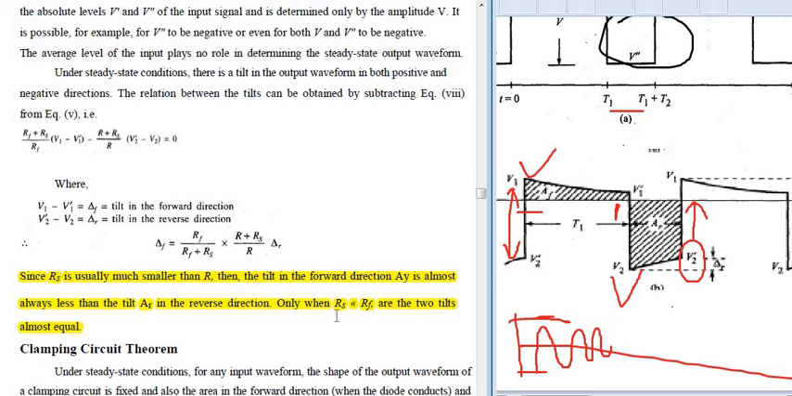If this condition Rs less than or equal to Rf is applied, then both the tilts will be equal. If not, you will have a difference in the areas. Ap is the area of your positive tilt, and An is the area of your negative tilt. You will get the difference between these two tilts, and if the condition is that Rs is less than or equal to Rf, then both the tilts will be almost equal. Okay, so I hope you are clear with this part.